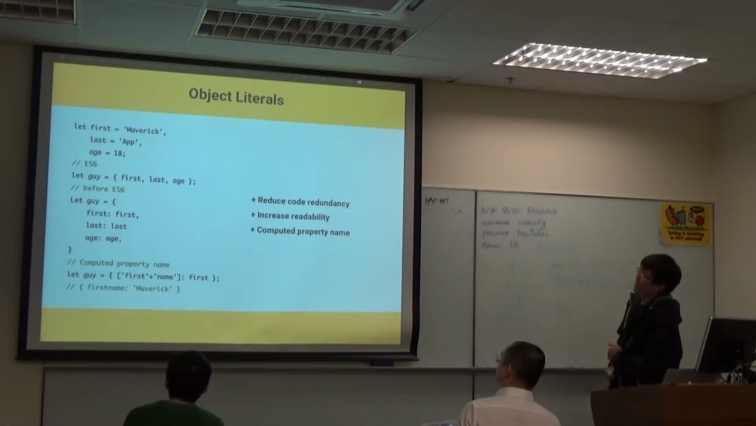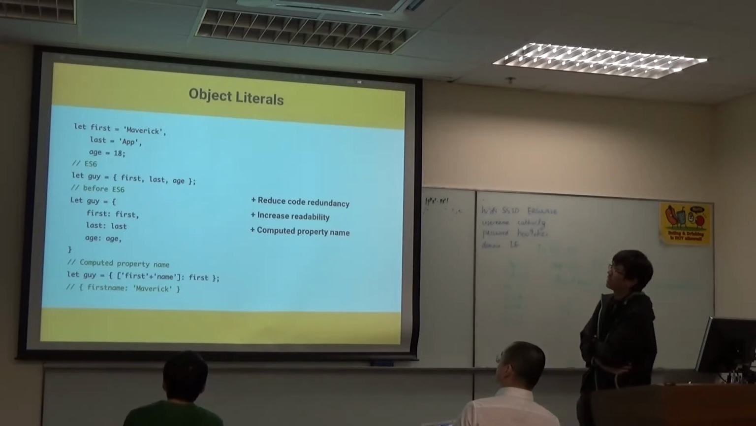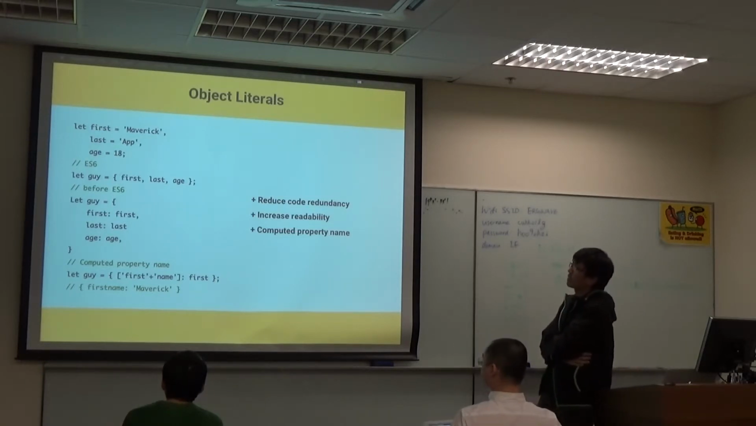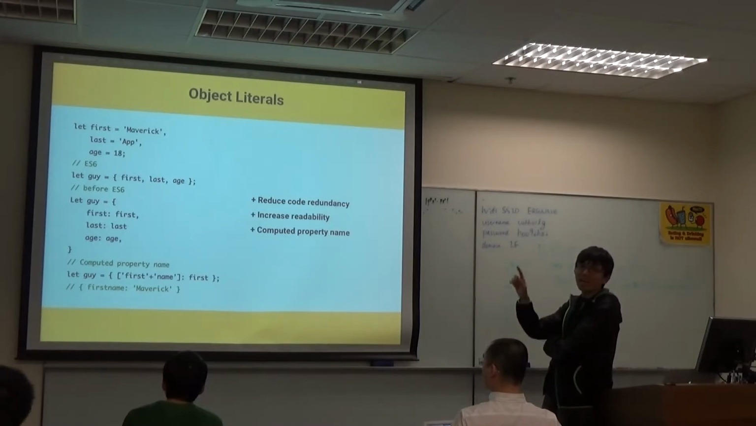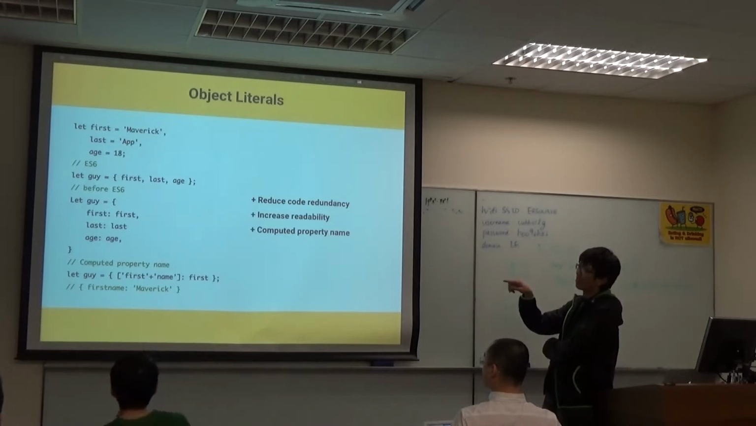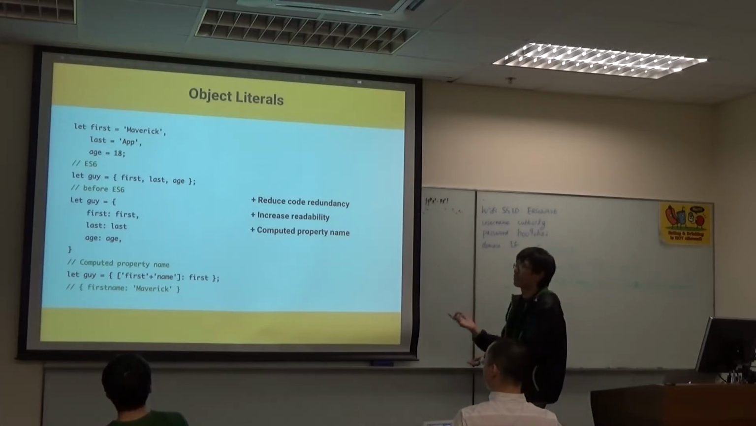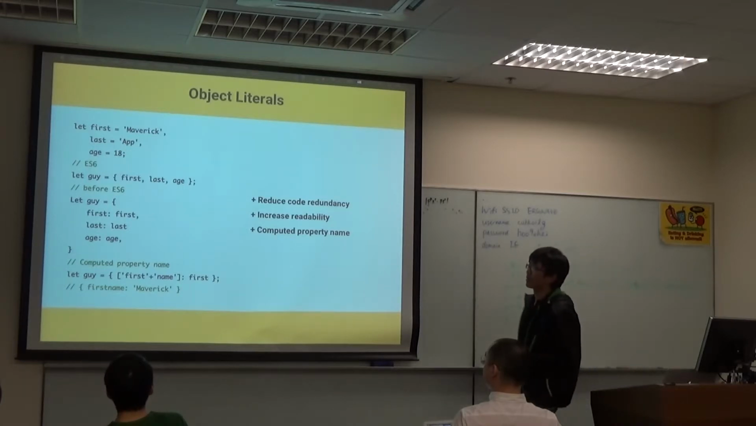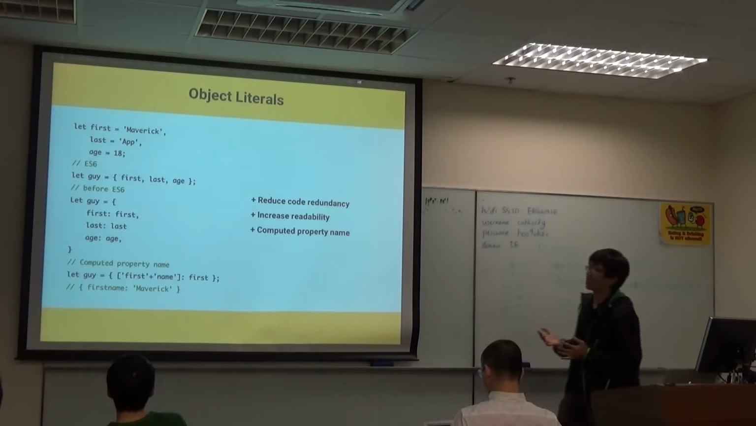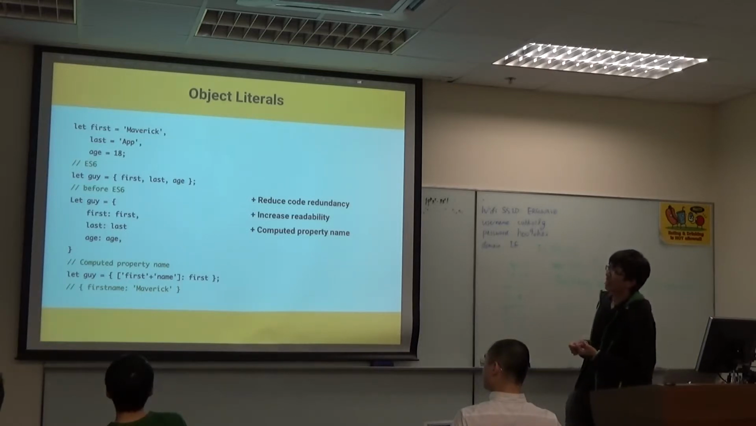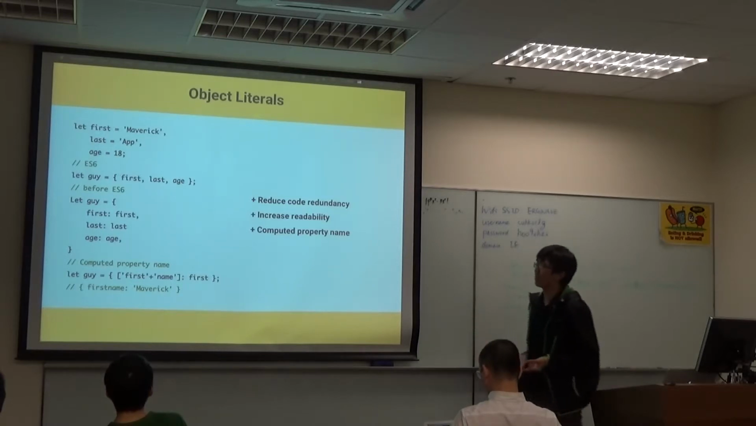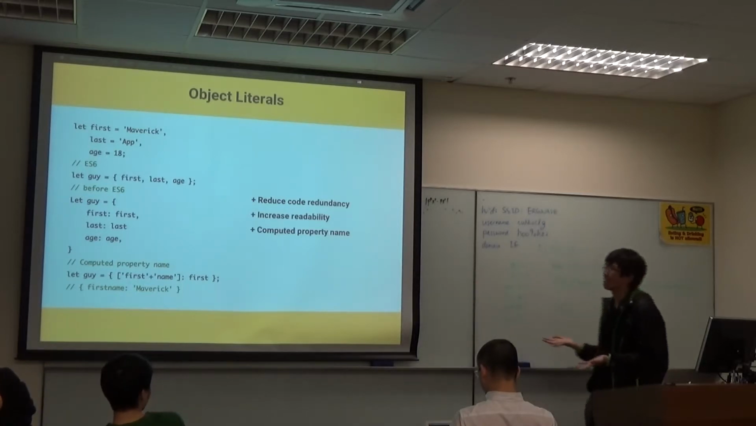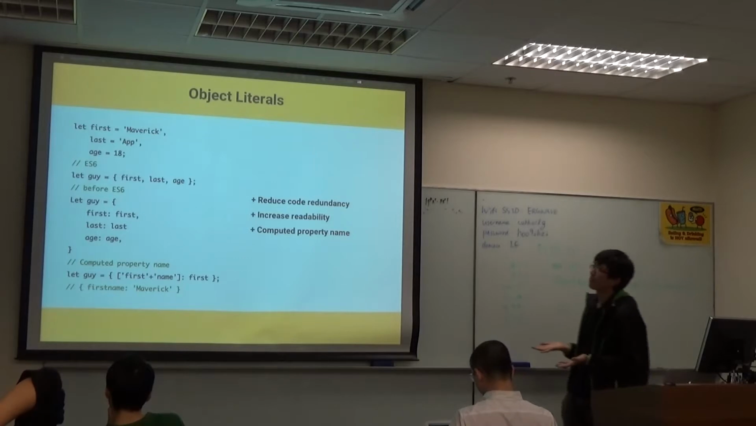The last one is object literal. You can see in this example, in ES5, when we assign an object, we have to declare the name of the property and the value of the property. So if the name of the variable and the property name are the same, you have to do something like this. You can see there is redundancy, right? So in ES6, how can we do it?